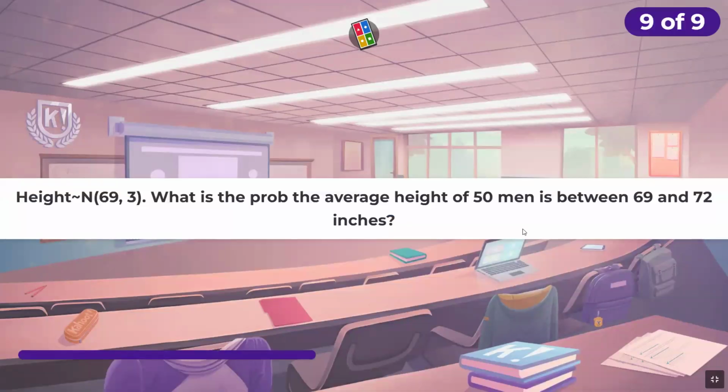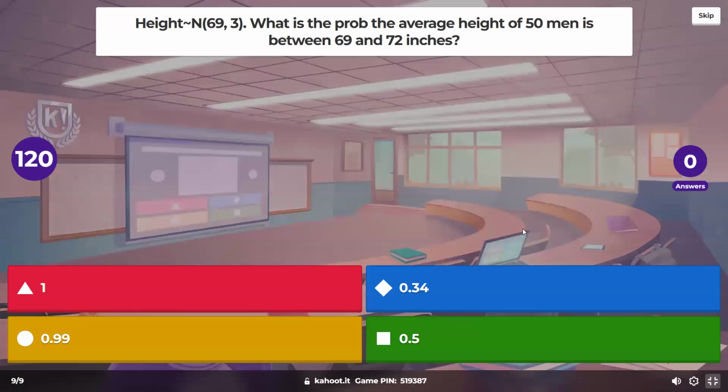What's the probability the average height of 50 men is between 69 and 72 inches? How many X values and how many Z values are we going to have? It's two. I thought for sure it was going to give you more time than that. All right, let's race through this.